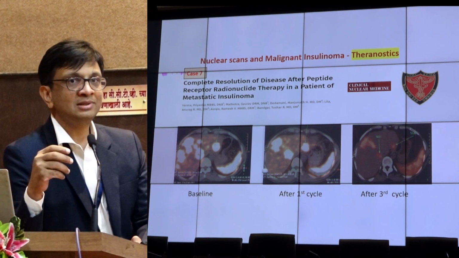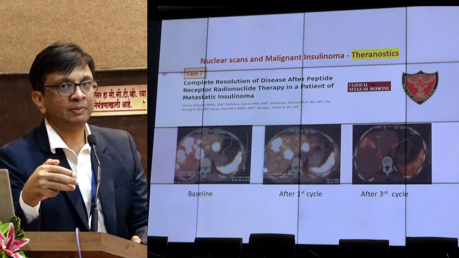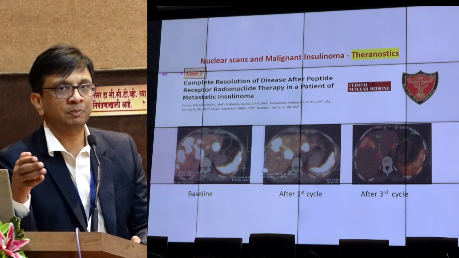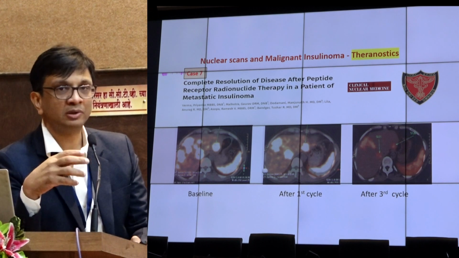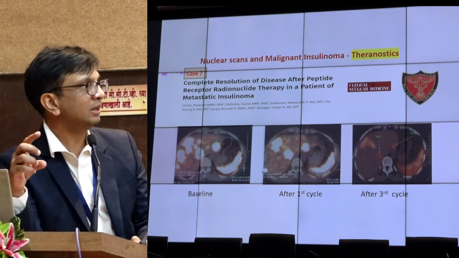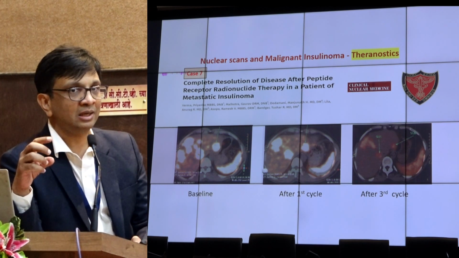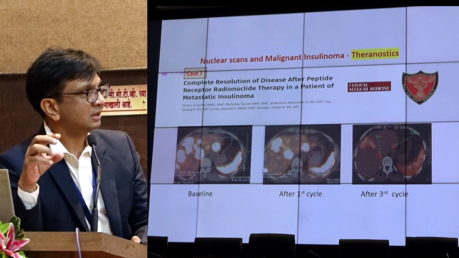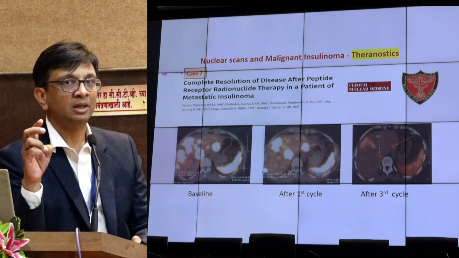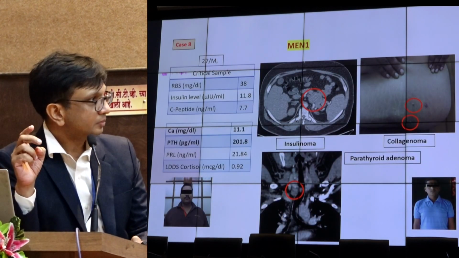Other than the scans, the nuclear scans also help in theranostics, especially the DOTA scan, and we have lutetium-based PRRT therapy, especially for the metastatic lesions. This individual was very lucky that even with the liver metastasis at baseline and widespread metastasis, with the PRRT, the lesion was in remission for years together in this case.